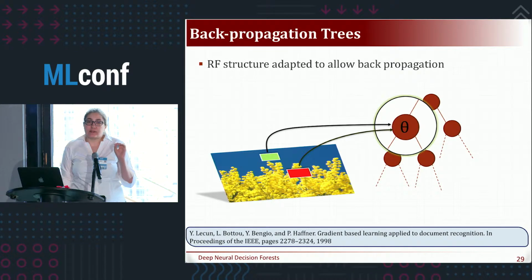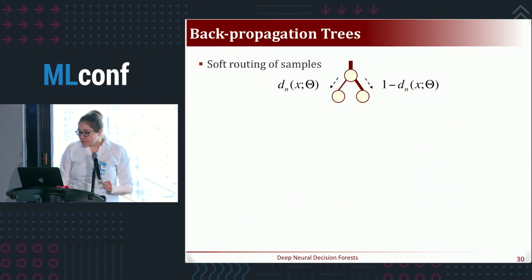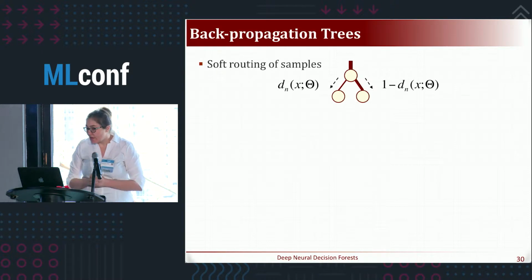Obviously, random forests in their natural state aren't very amenable to backpropagation, so we changed them, we parameterized them, and we made it possible to perform an end-to-end backpropagation from the leaves of the tree to the nodes, and from there back to the convolutional layers. And we call these structures back-propagation trees. Let's talk about how they're parameterized.